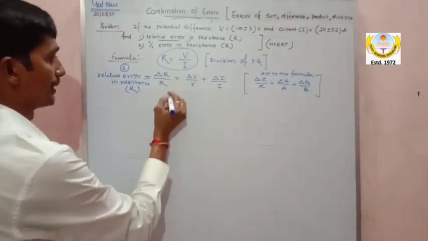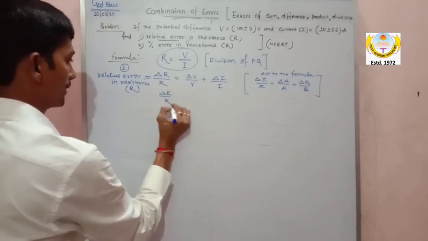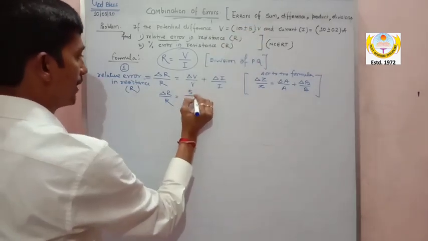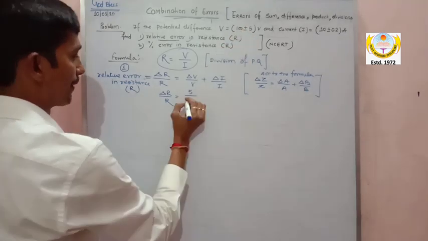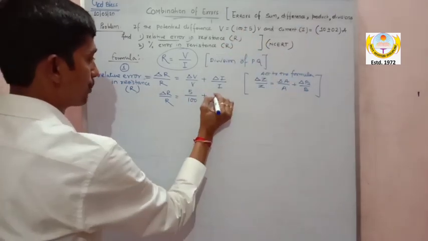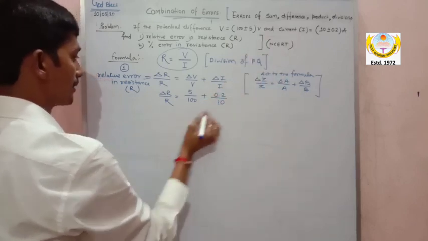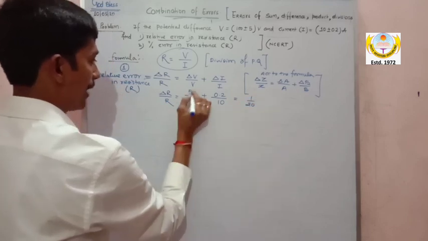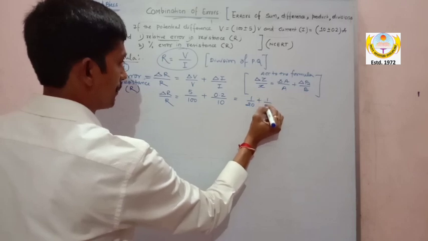So now, my dear, here this is delta R by R. So delta R by R is equal to delta V, from the sum you can see delta V is 5 and true value of V is 100, plus delta I is 0.2 and true value of I is 10. So when I calculate this, my dear, this is 5 by 100 plus 2 by 100, that is nothing but 1 by 50.